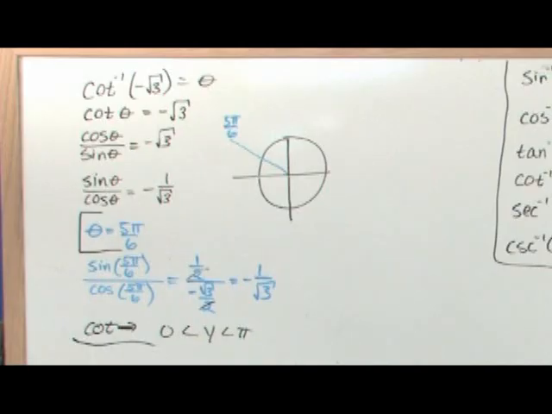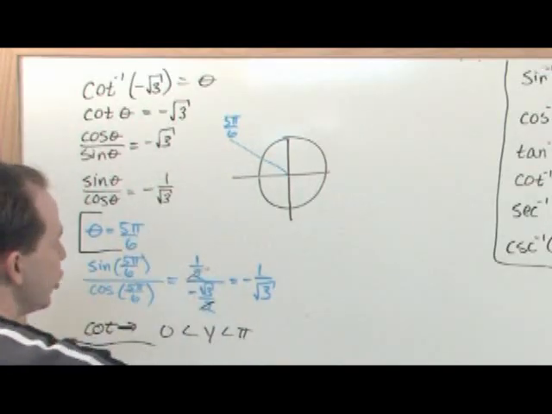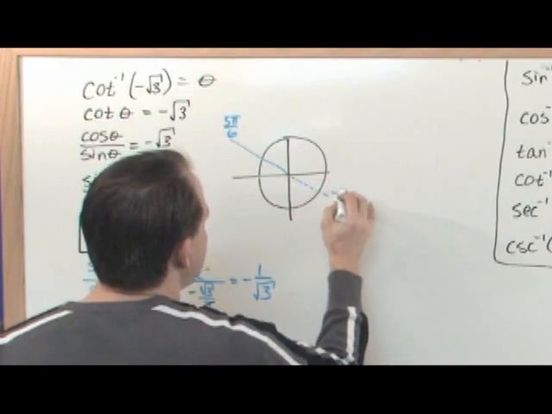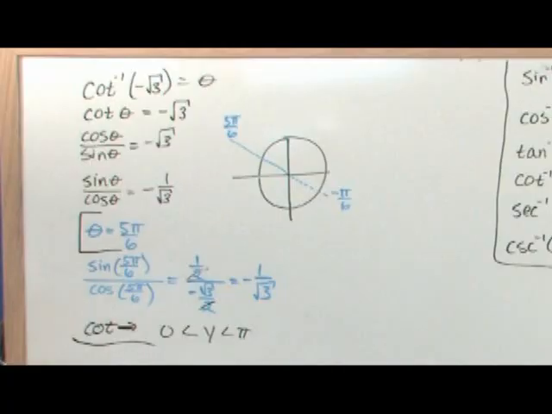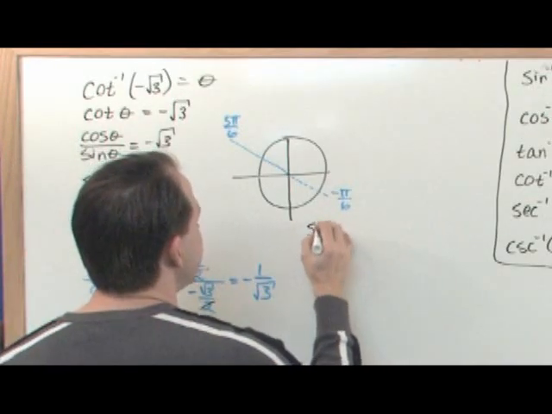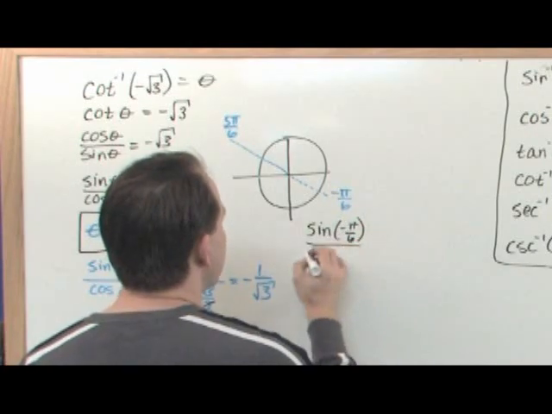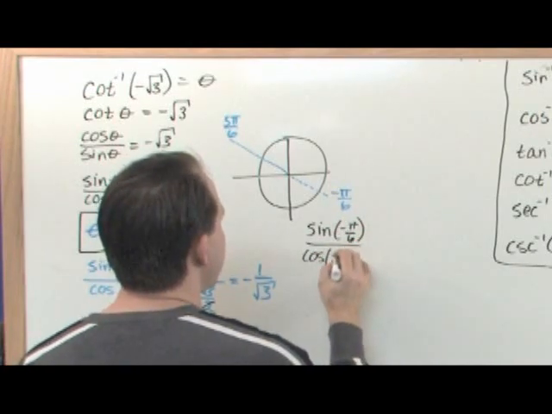Okay, but the thing you always have to ask yourself is, well, everybody might not have come to the 5 pi over 6 to begin with. What if you picked a different angle? What if instead of 5 pi over 6, just because you started at a different point, you chose negative pi over 6? Okay, what if you chose negative pi over 6? Well, your first instinct, without thinking about it, might have been to do that. If you take sine of pi over 6, well, let's just do it right here. Sine of negative pi over 6, okay, over cosine of negative pi over 6.